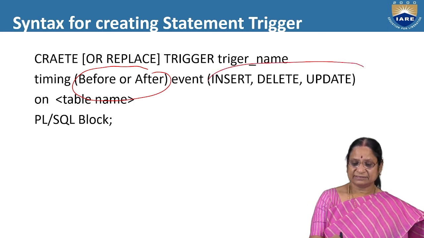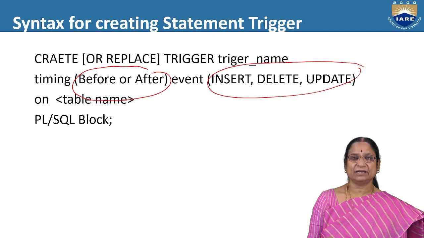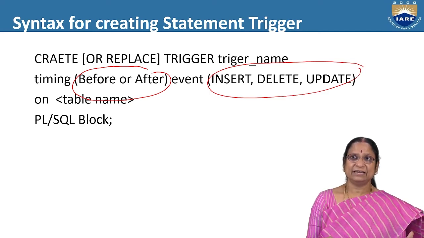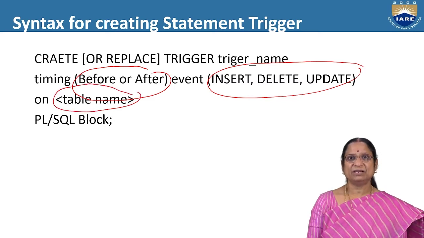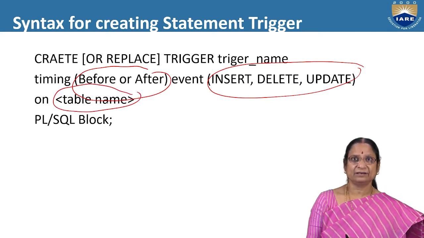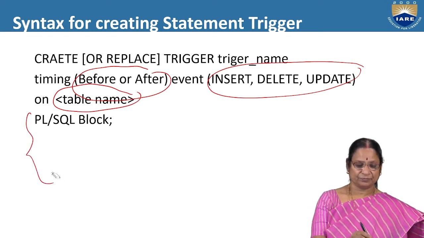And what are the events? Event names are specified for when the trigger has to be fired: while inserting an element, deleting a row, or updating. On which table we are writing the trigger, as table level triggers, and the action will be written in a PLSQL block.